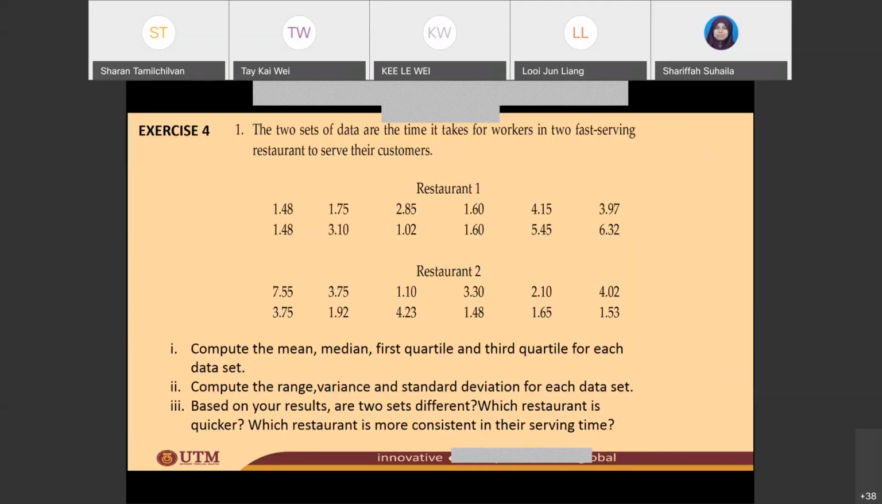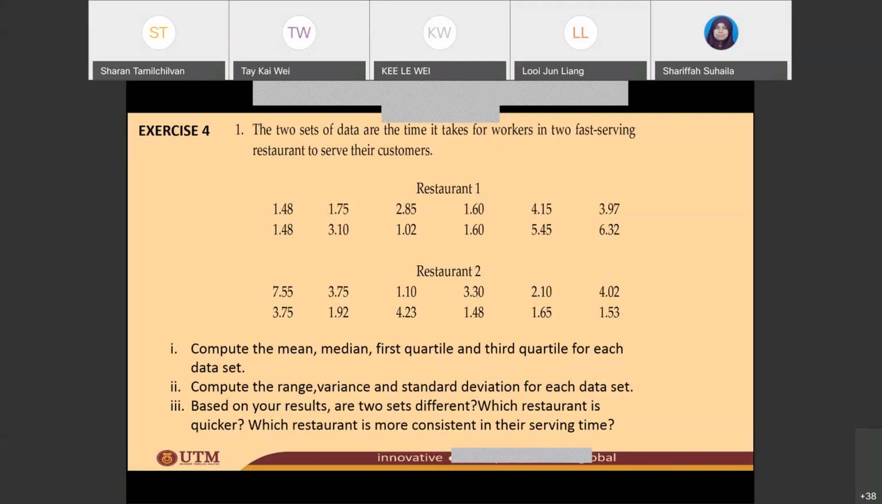Okay, so next, the last exercise, we try to do this one. I have combined everything here. You have raw data. Sorry, not raw, ungrouped data. Compute the mean, median, first quartile and third quartile for each data set. Maybe you can screenshot this question first. For ungrouped data, we compute the mean, median, first quartile and third quartile. And then compute the range, variance, and also standard deviation.